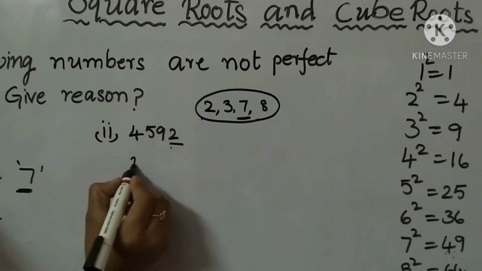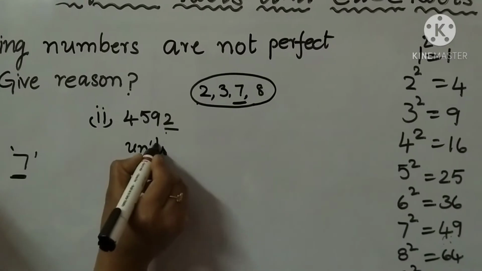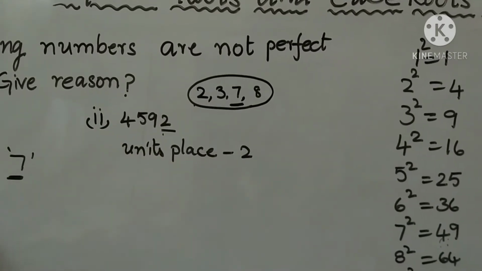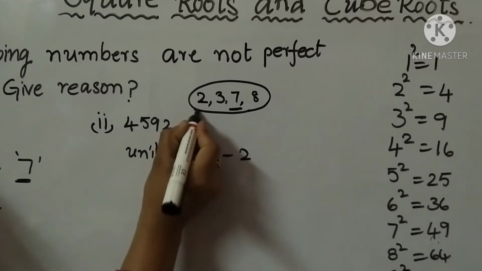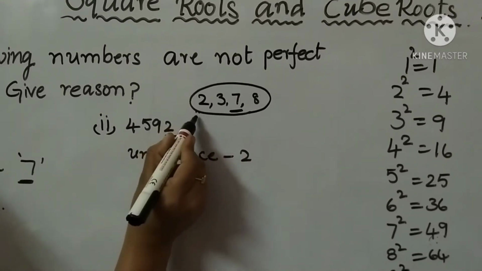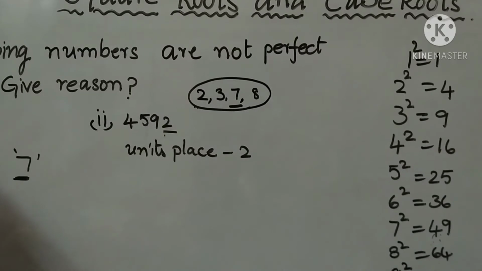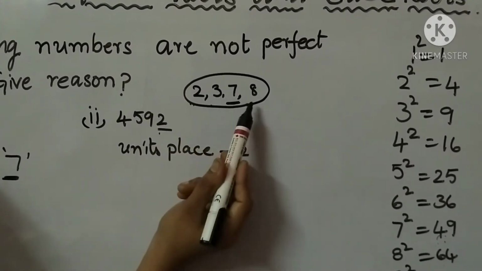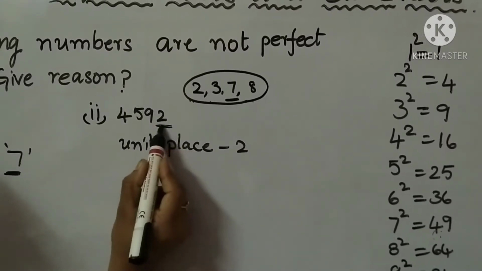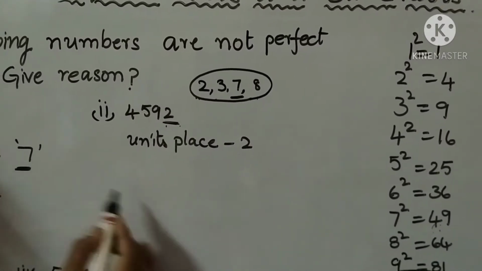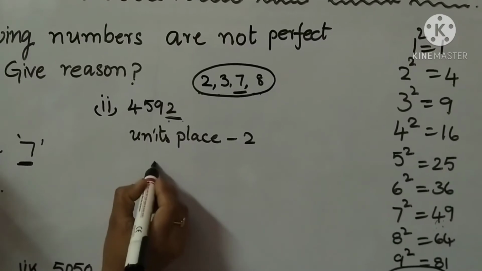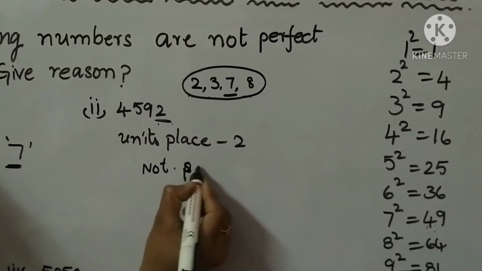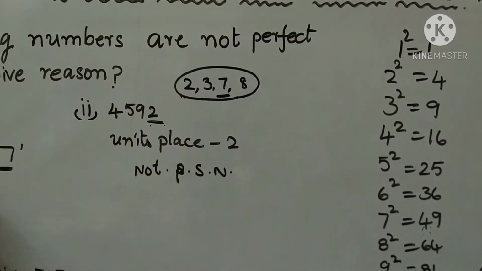4592. In this problem also the units place is 2. So already we learned in the introduction part about perfect and non-perfect square examples. The units place is 2, 3, 7, 8. So in this case the number 2 is there. So is it a perfect square or not? 2 is there, so it is not a perfect square number.